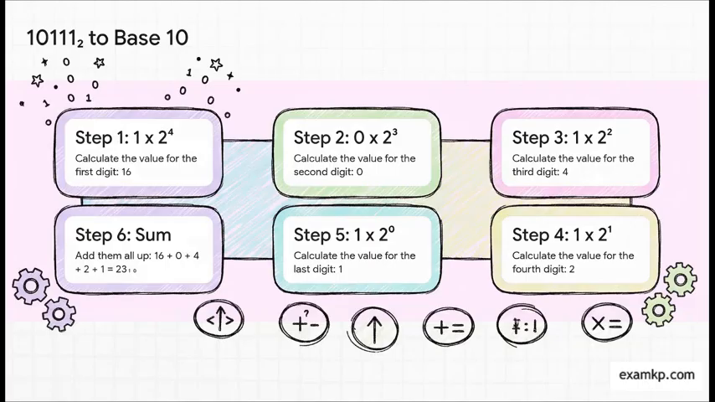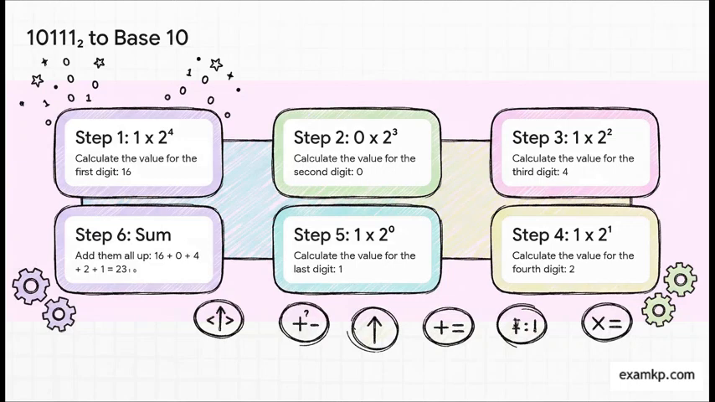Now, as you follow the steps, you can see how we get the value for each digit. Once we add them all up, 16 plus 0 plus 4 plus 2 plus 1, we get our final answer, 23 in base 10. See? It's a simple, repeatable process that you can definitely master.